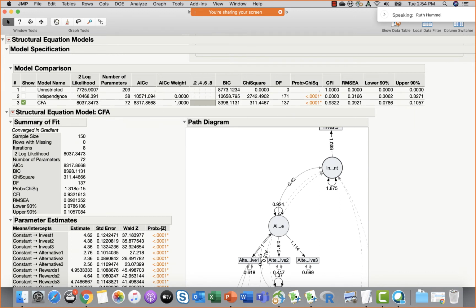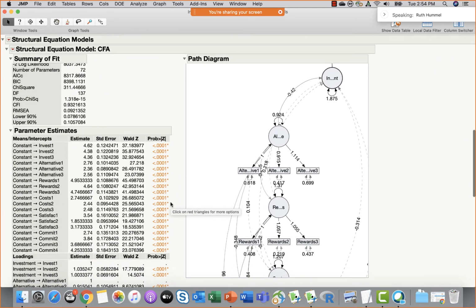The two models it runs before, the unrestricted and the independence model: the unrestricted is sort of the best case scenario, so we're trying to get as close to that number as possible. The independence is kind of the worst case scenario, so we're trying to get as far away from that as possible. So our negative 2 log likelihood of 8,037 is pretty close to 7,725, and it's pretty far from 10,468. So we're in the right direction. That's why these numbers end up looking good, is we're closer to that unrestricted.